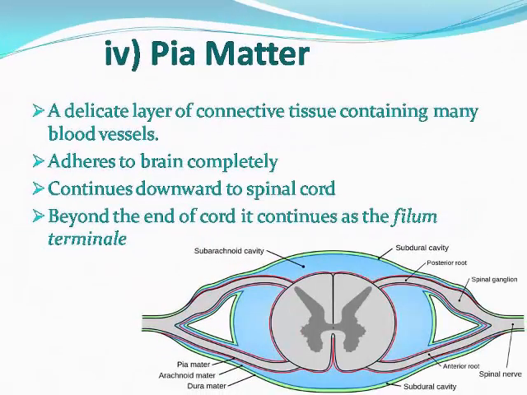Pia mater is a delicate layer of connective tissue containing many blood vessels. It adheres to the brain completely. It continues downward to the spinal cord and beyond the end of the cord, where it continues as the filum terminale.